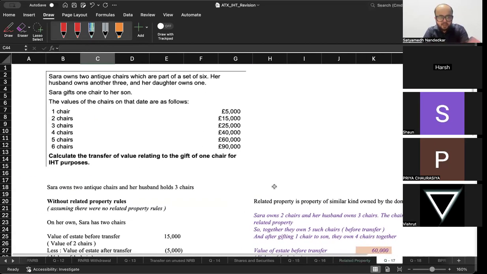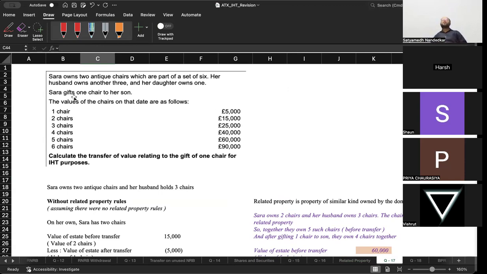Now, this is a classic question on related property. Sarah owns two antique chairs which are a part of a set of six. Her husband owns three and her daughter owns one. Sarah gifts one chair to her son. The value of the chairs on that date are as follows. 1, 2, 3, 4, 5, 6 chairs का value दिया है. Calculate the transfer of value.